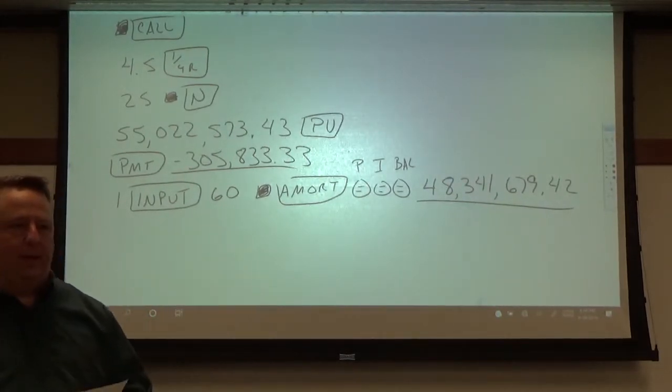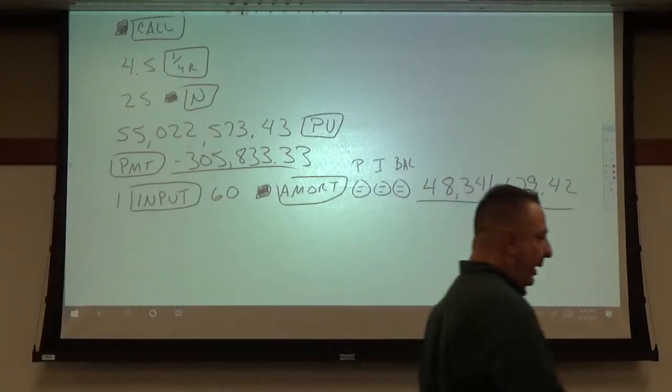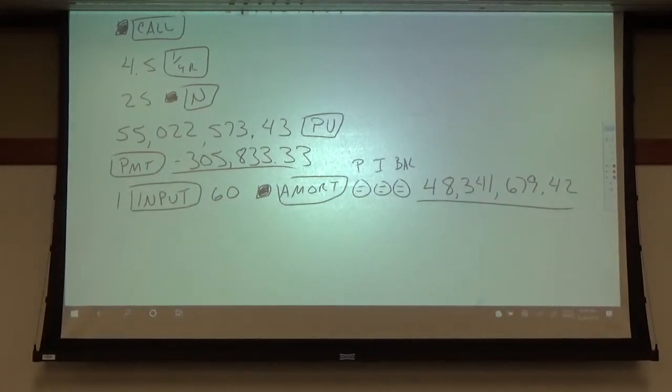$48,341,679.42. Okay? That makes sense, yes? So say if you wanted to go back after you've hit equal 3 times, can you do that? Yes. So just as an example, you could say, all right, I want to know what the loan balance is after, let's say, a year. You can do any time from 1 year to 25 years. 8 years. Okay, 8 years.